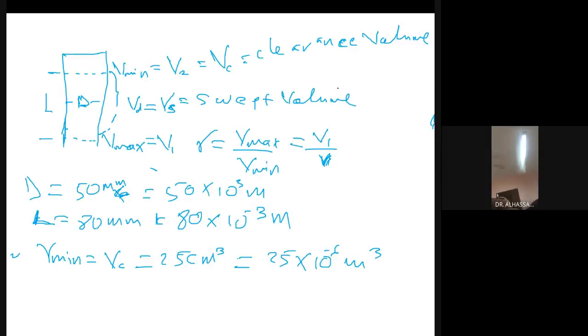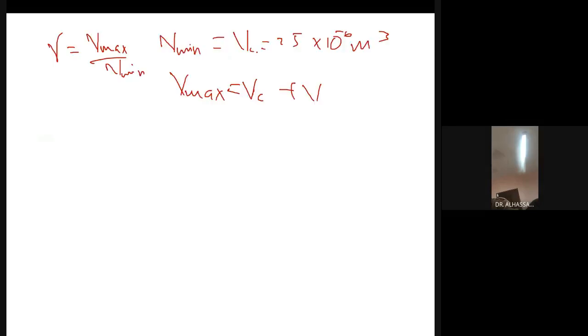Let me show you. This V maximum should be equal to the whole of this volume plus this volume. So V max equals Vs or Vd plus Vc.